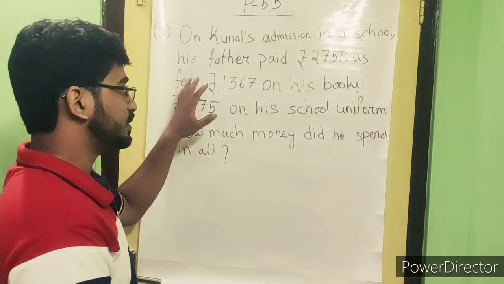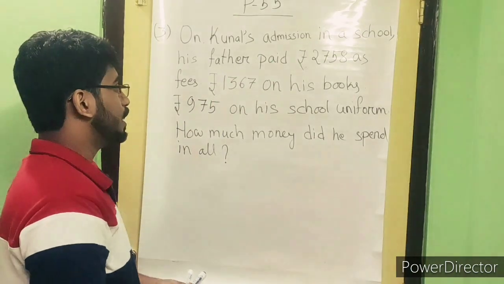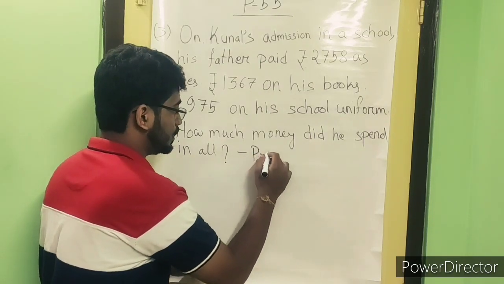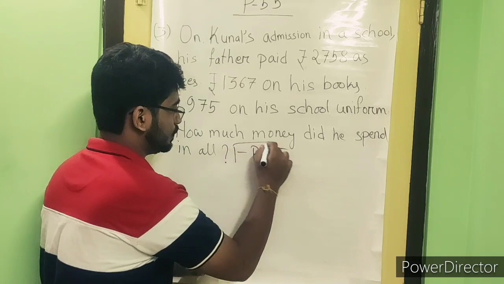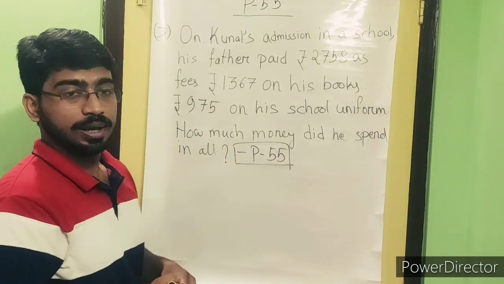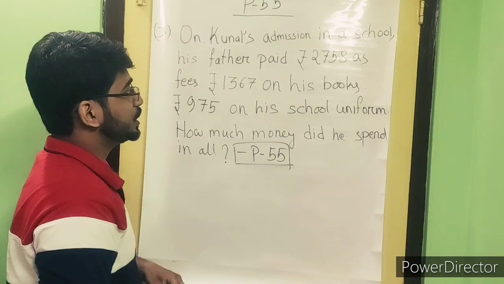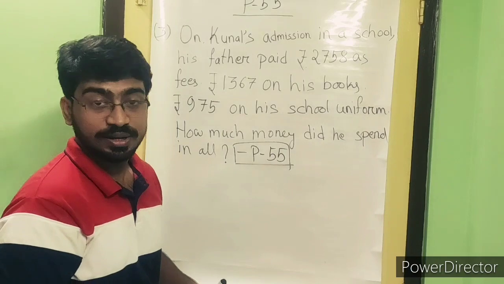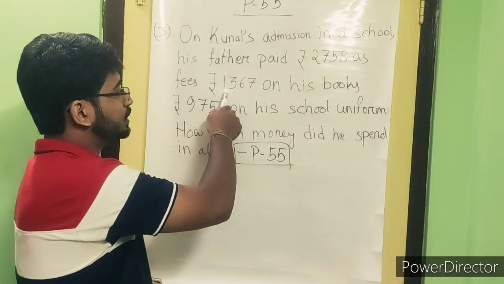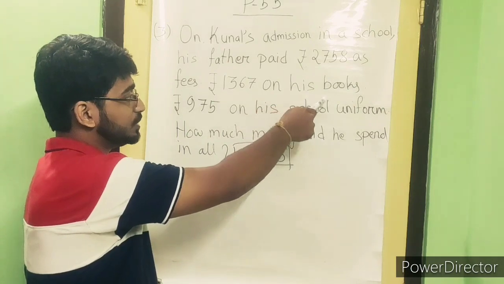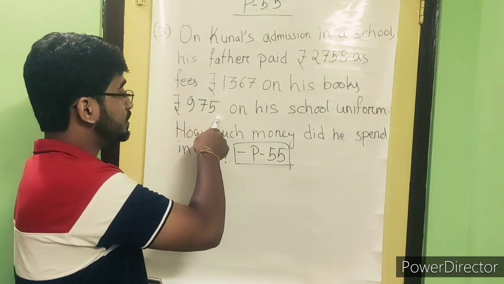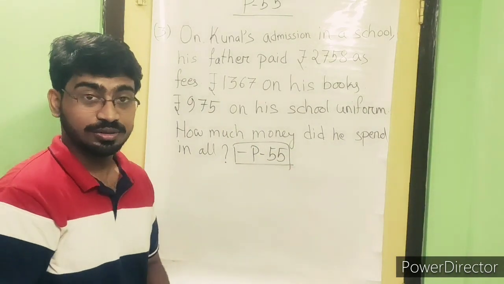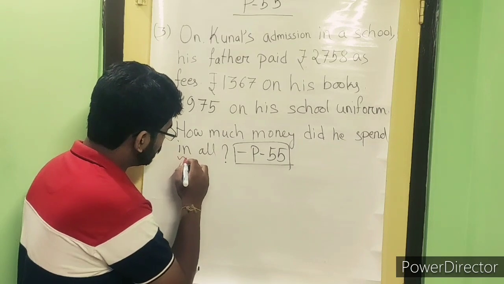So I have given one question. Okay, this is from page number 55. You can find it there. Let's read it out. On Kunal's admission in a school, his father paid rupees 2,758 as fees, rupees 1,367 on his books, rupees 975 on his school uniform. How much money did he spend in all?